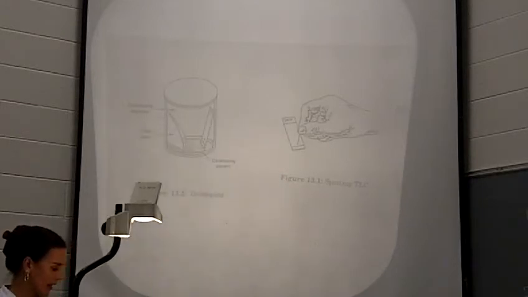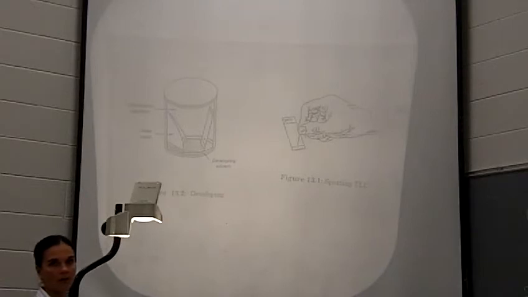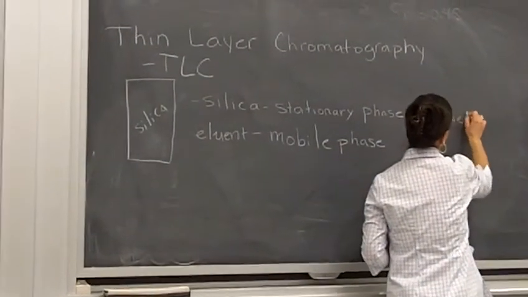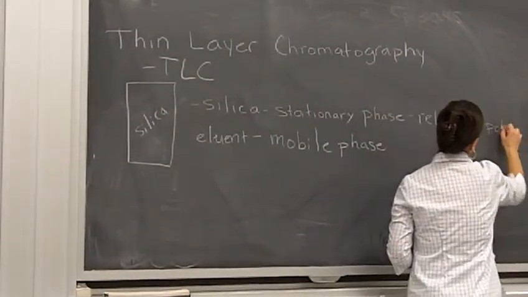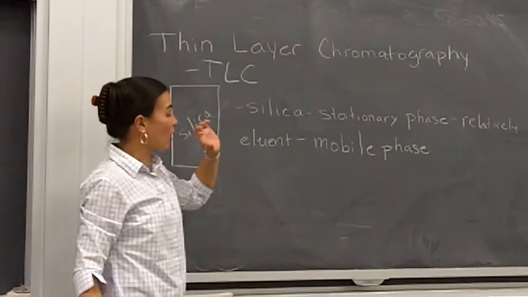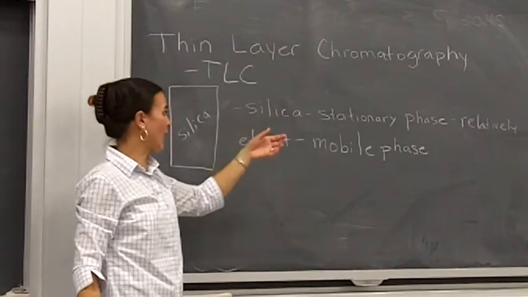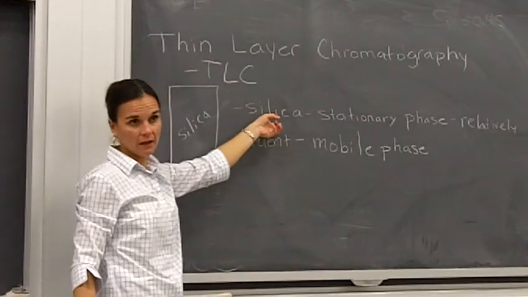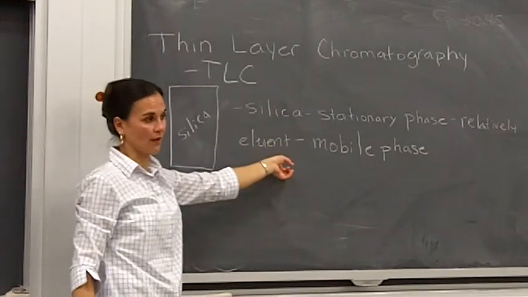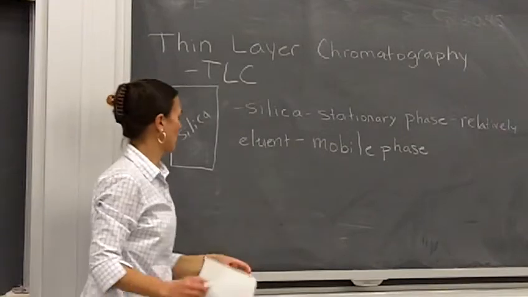Now, is silica relatively polar or nonpolar? It's relatively polar, right? And so things that are more polar are going to want to hang out more with the silica, while things that are less polar will probably be hanging out more with the mobile phase. All right?